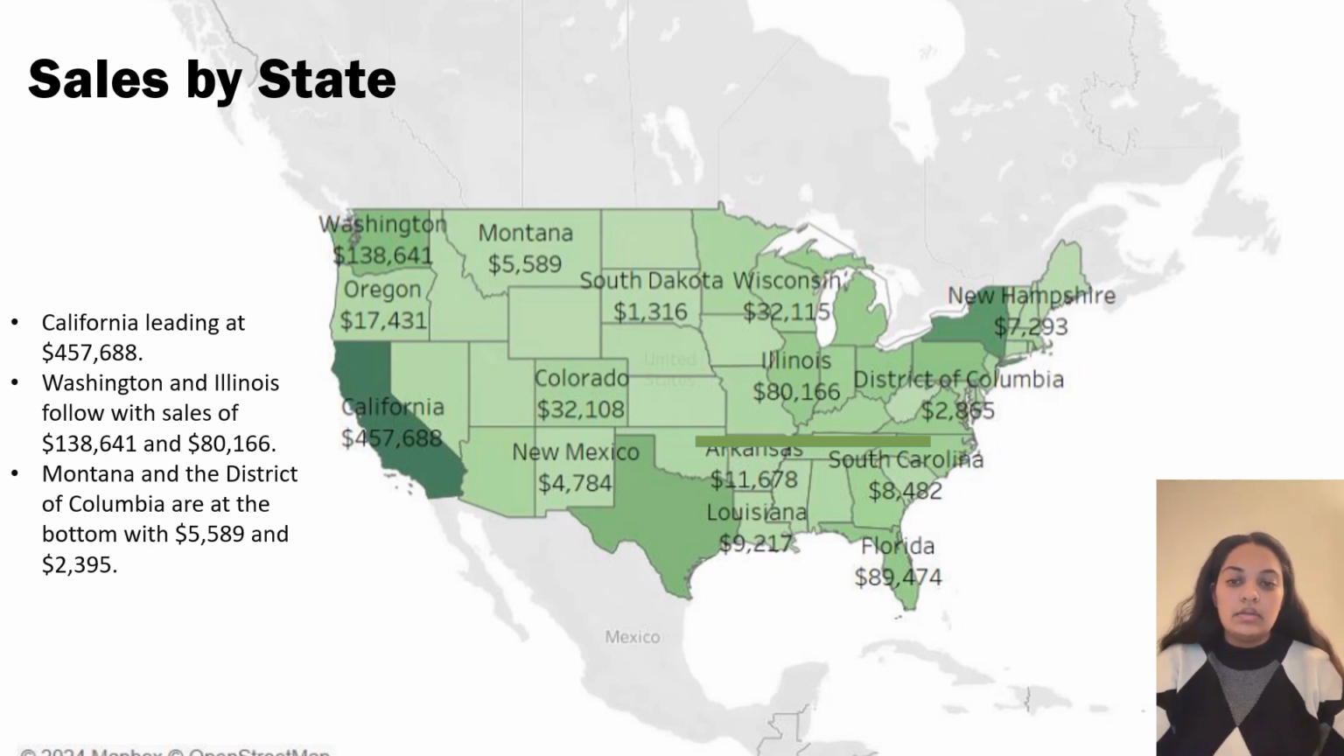The next diagram I would like to present is the sales by state. California, as you can see, is leading at $4,057,000, showcasing its sales dominance. Washington and Illinois follow with sales of $138,000 and $80,000. These two are also performing well but are not topping the list as compared to California. Conversely, we also have Montana and the District of Columbia at the bottom, indicating an area of struggle.